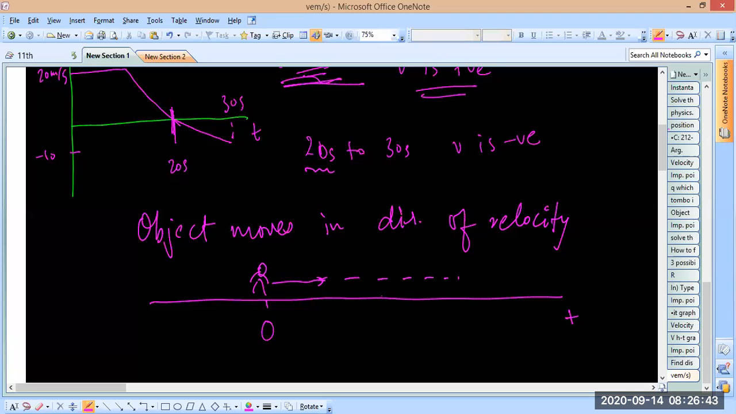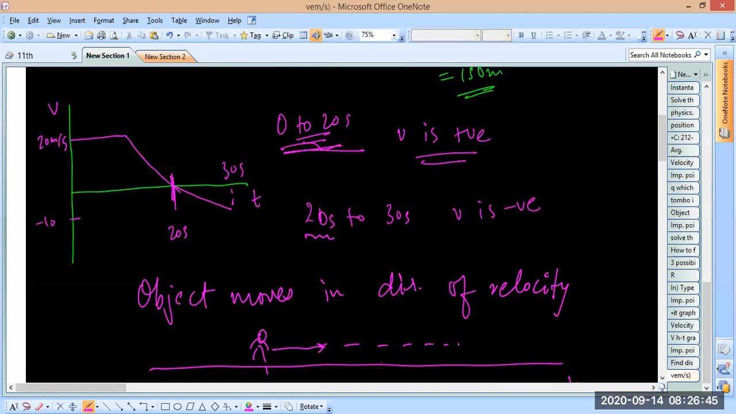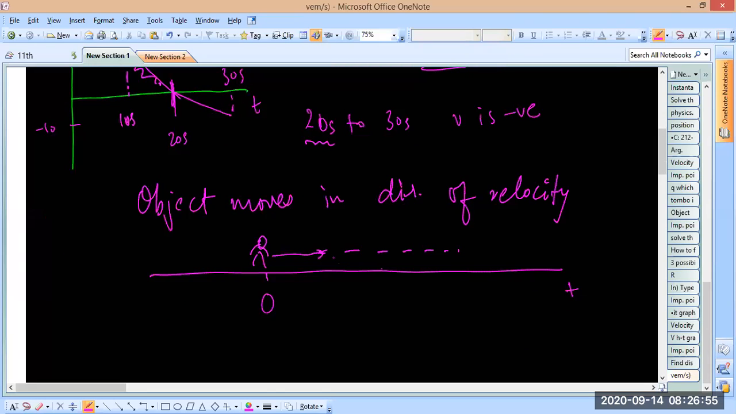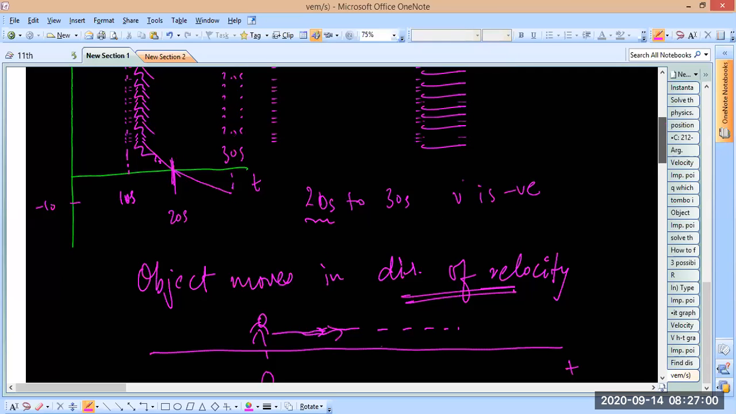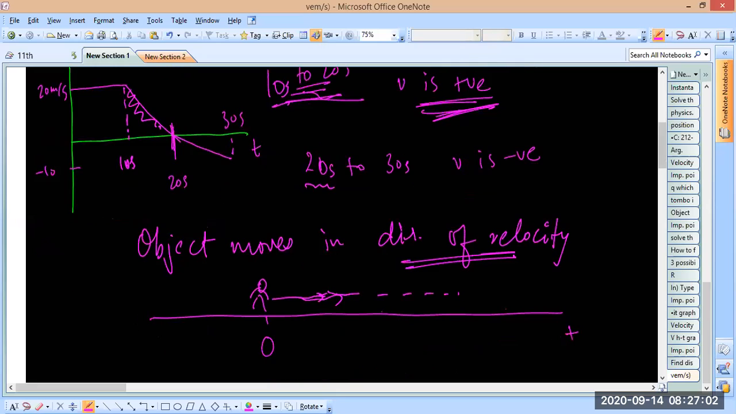We have to find the displacement from 10 to 20 seconds, correct? So suppose here somewhere is 10 seconds. Here also the velocity is positive. So in 10 to 20 seconds, the object is moving towards the right side, direction of velocity positive. Let's say the person walks 100 meter. But then after 20 seconds, the velocity becomes negative, right? The graph is moving down.